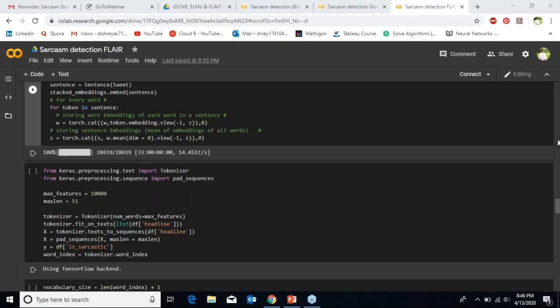Do you pass each word embedding one after another in the form of a sequence till the end of the sentence? Is that correct? Yeah.